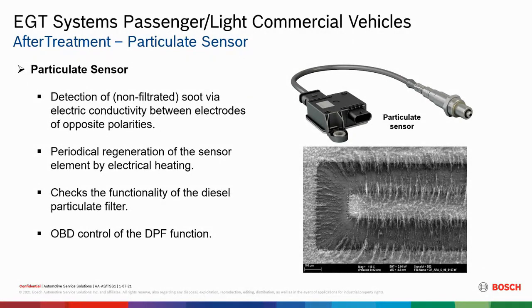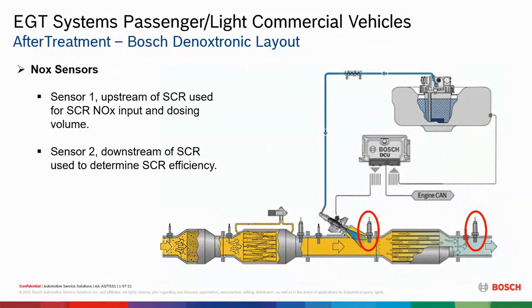OBD2 control for the DPF function as well. So again, a very critical sensor. These go bad. These aren't as bad to get out as the EGTs, but they still do fail occasionally, and they can get in that corrosive environment. They can still be bad to get out of there at times.